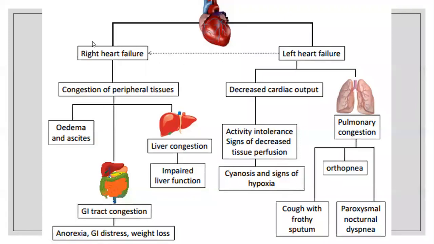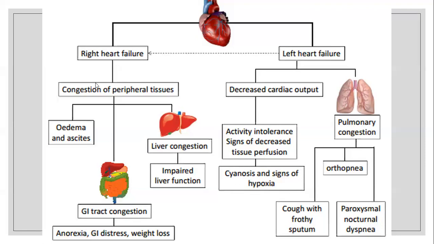Same thing. Left side heart failure, lungs involved, pulmonary condition, decreased cardiac output, orthopnea, cough and sputum. Paroxysmal nocturnal dyspnea is common. So activity intolerance, a sign of decreased tissue perfusion, so cyanosis develops.